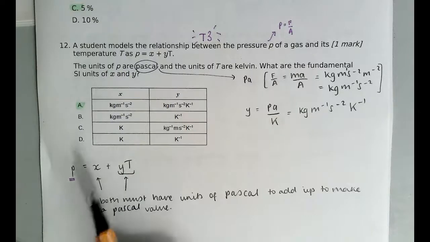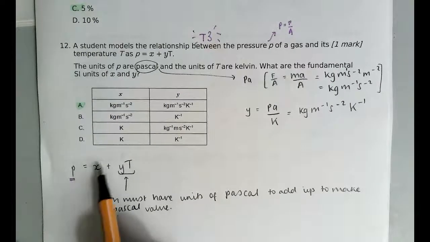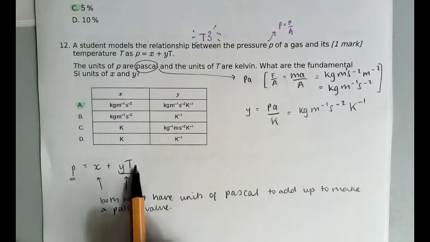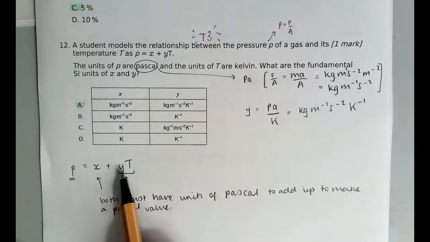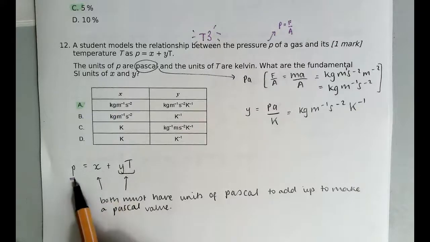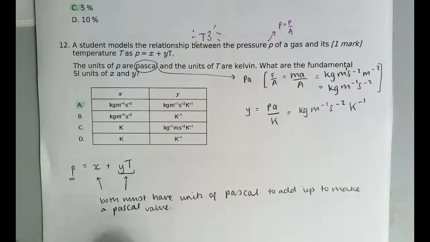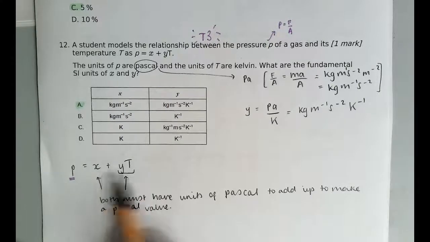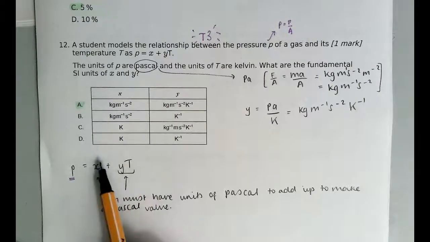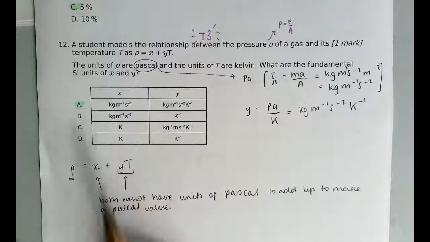It wouldn't make sense for, let's give an example, a chocolate bar to be equal to a chocolate bar plus some Skittles. That doesn't make sense. Everything that we're adding together has to have the same units. So I know then that both of these are going to be Pascal values. So it's easy to choose X first, so we can sort this out.